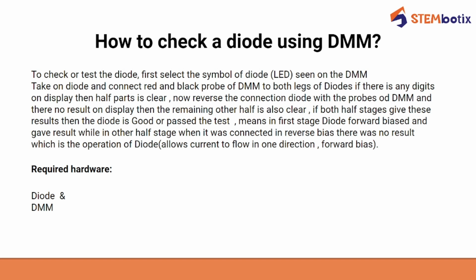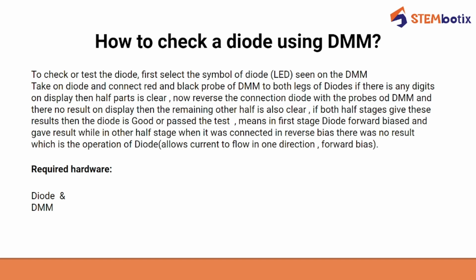Now reverse the connection with the diode. If you are getting any result with the first connection, then your half part is clear. Reverse means the terminal of the diode which we connected to the red probe will now be connected with the black probe. By reversing the connection of probes on digital multimeter, if there is no result on display, then the remaining other part is also clear.